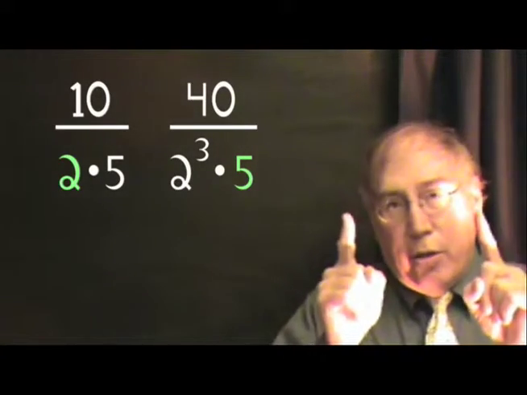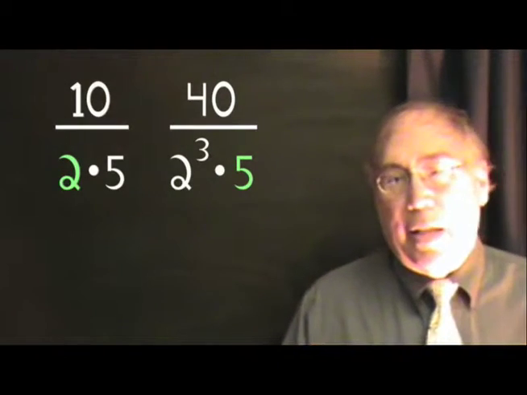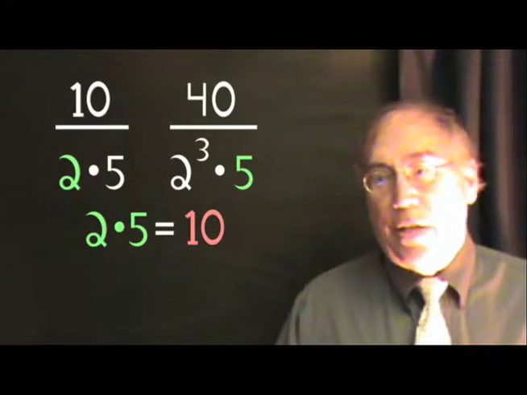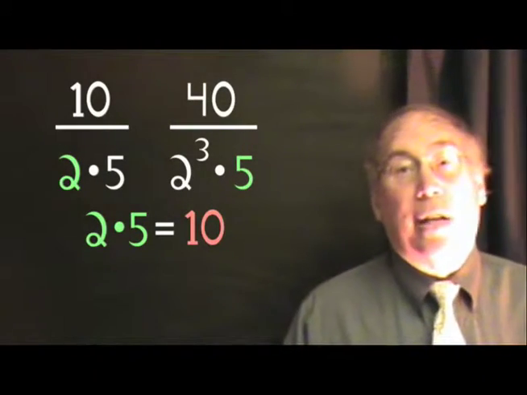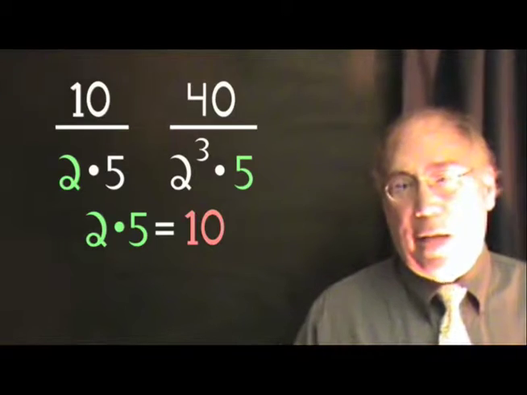Now, what's the smallest factors that they have in common? In this case, it's 2 and 5. And you multiply those together and you get 10. That's the greatest common factor.